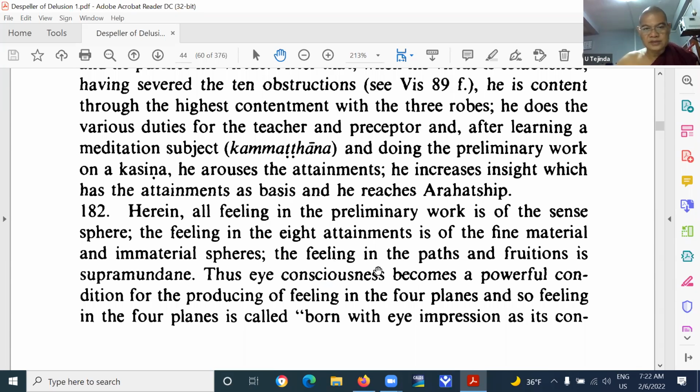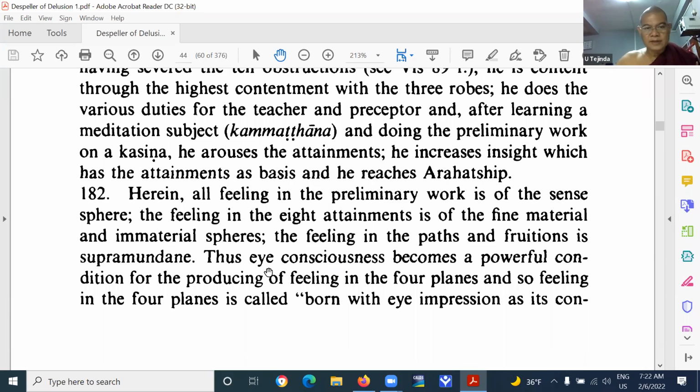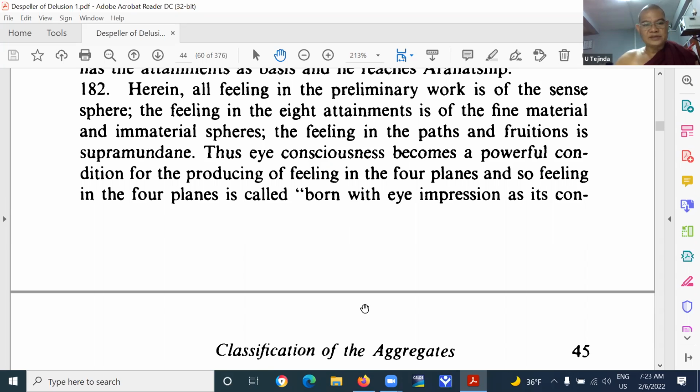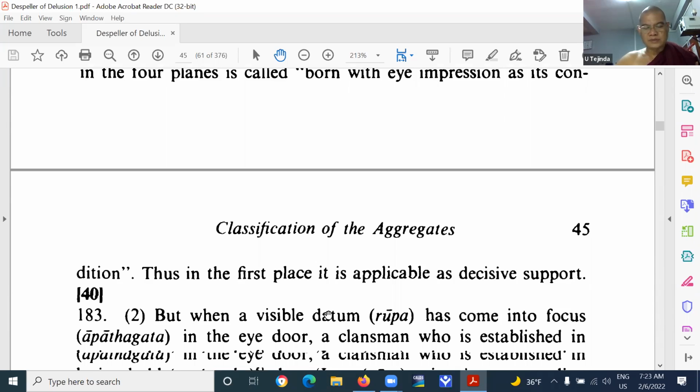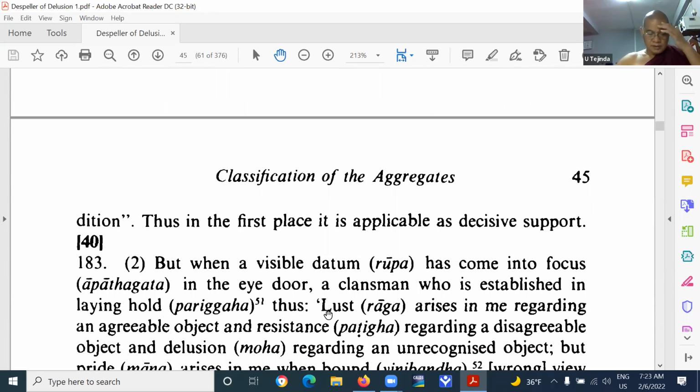You can see the translation. Thus, eye-consciousness becomes a powerful condition for the producing of feeling in the four planes. So feeling in the four planes is called born with eye impression as its condition. Thus, in the first place it is applicable as decisive support. So here, how do we say that citta arises in cakkhudvara? All the citta arising in cakkhudvara can be applied by decisive support.